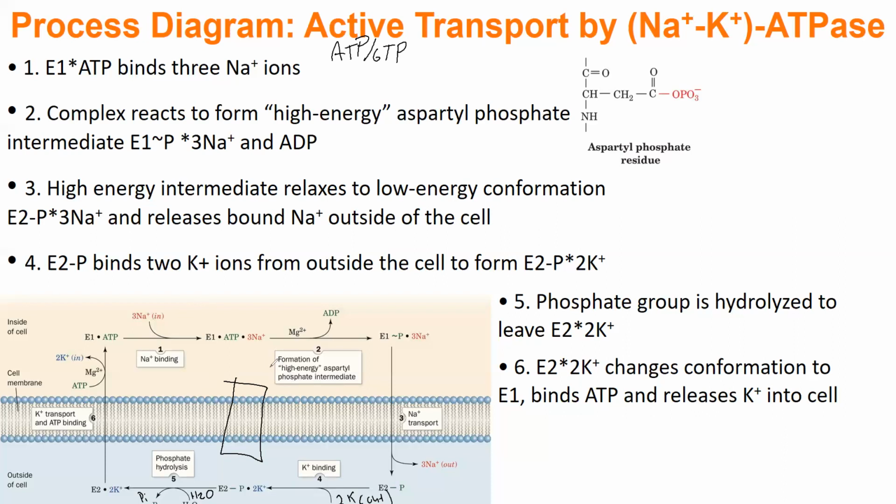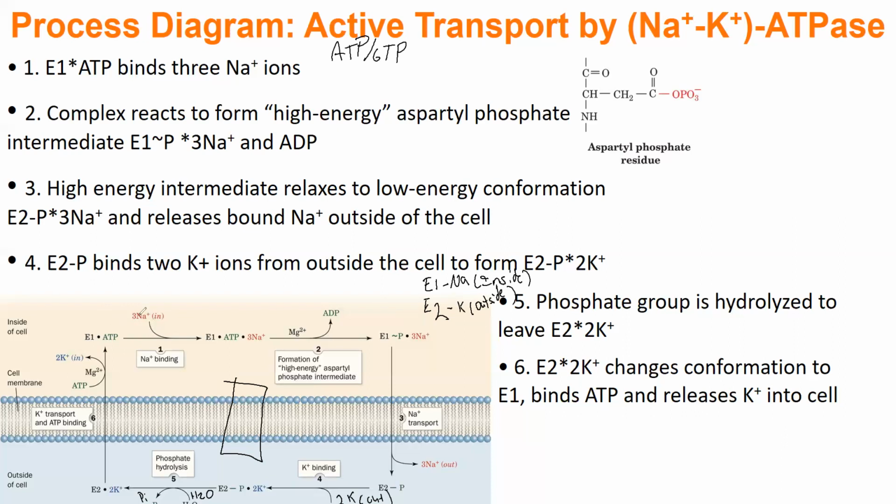And you have 2 different conformations. You have conformation E1 and conformation E2. E1 binds sodium on the inside of the cell. E2 binds potassium on the outside of the cell. All right, so we're going to start in the top left, where we're in the E1 form. So we're going to bind sodium, and we have ATP already bound.